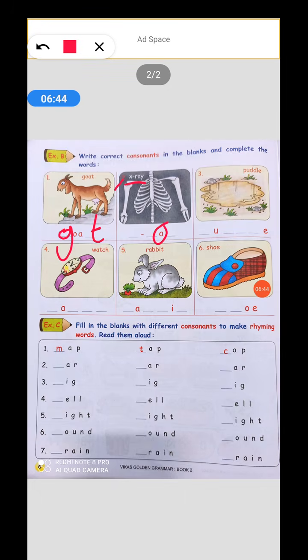What is the spelling of an X-ray? X. X is a consonant letter, right? Again R is a consonant letter and Y is a consonant letter. Very good. Moving to the third one.